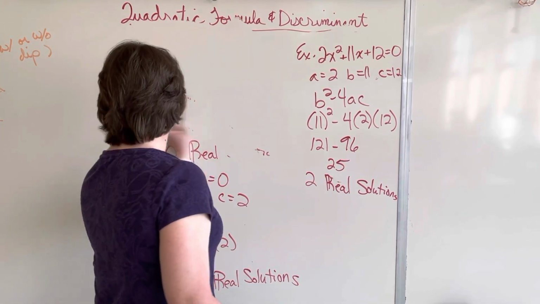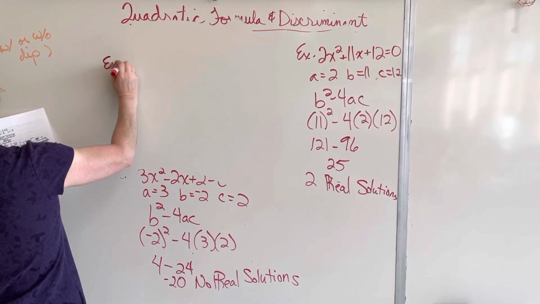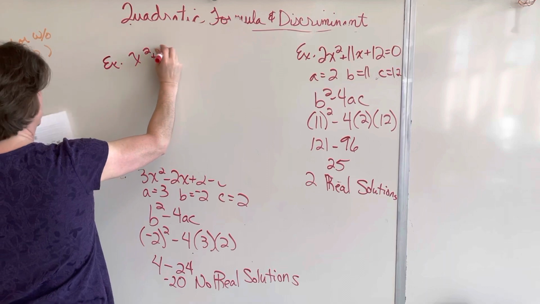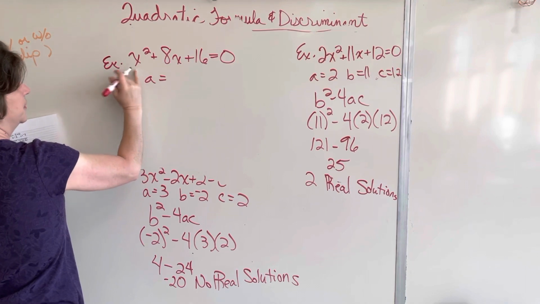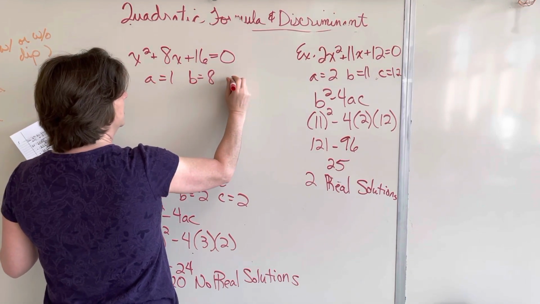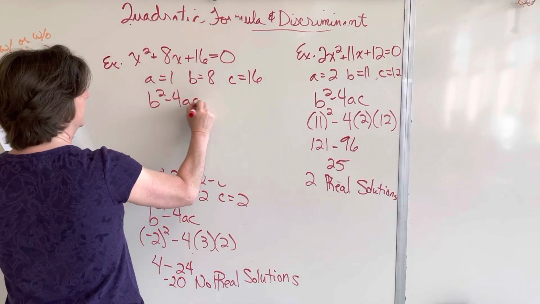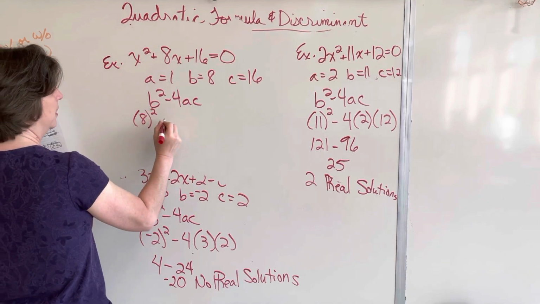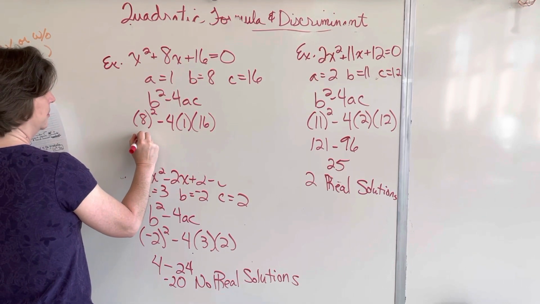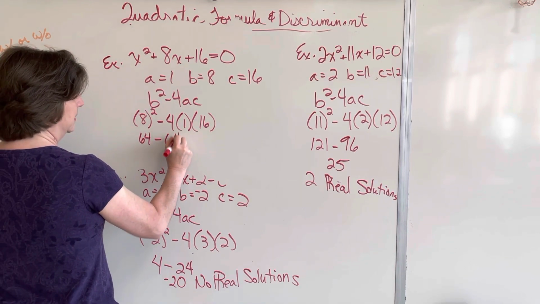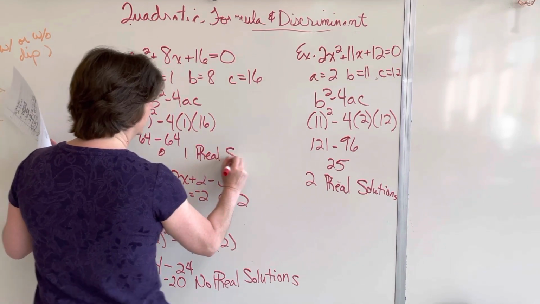My last example. x squared plus 8x plus 16 equals 0. a equals, coefficient here is 1. b equals 8, c equals 16. My discriminant, b squared minus 4ac. b, 8 squared minus 4ac. This is 64 minus 64, which is 0. So I have one real solution.